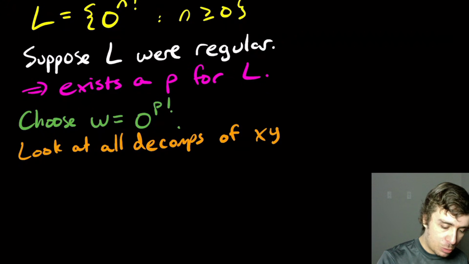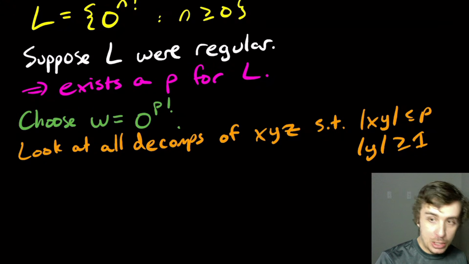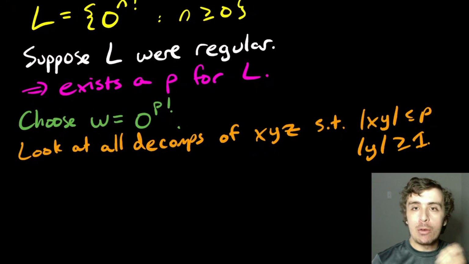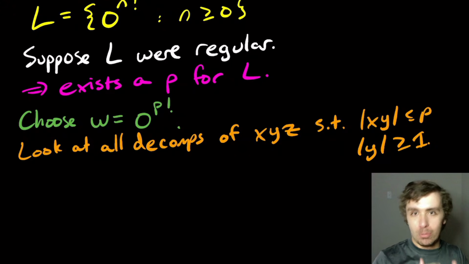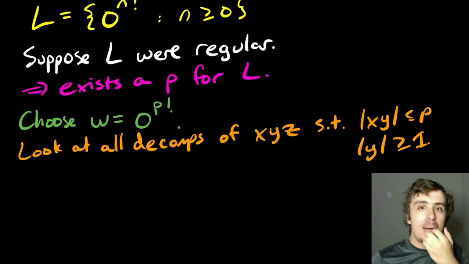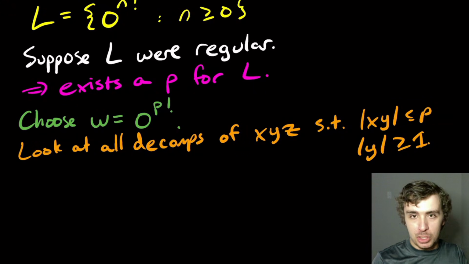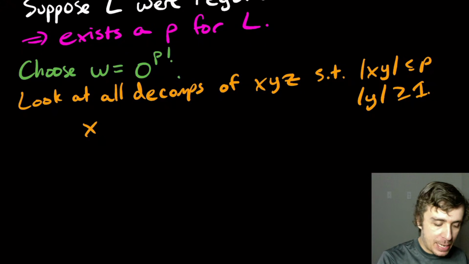of x, y, and z such that the length of x, y is at most p, and the length of y is at least 1. Well, here it's not really as important because the string is all zeros, so we don't really care about what the actual decomposition is. We're just adding or subtracting some number of zeros into the string. We don't care about the actual string. But let's write it down anyway.